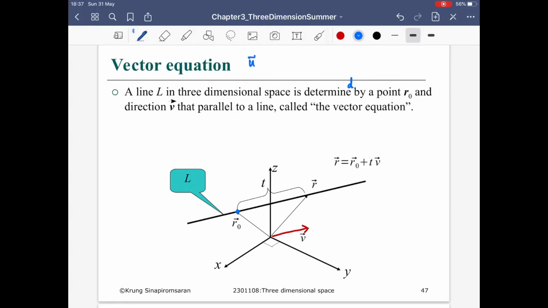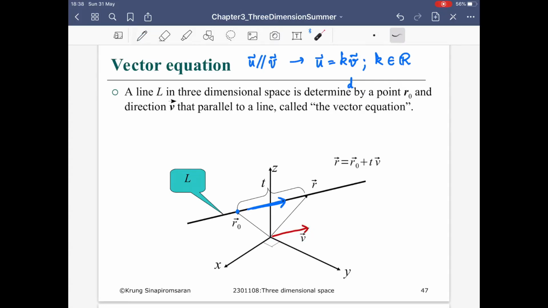So u is parallel to v if we have u equals kv for some real number k. Okay, so this is the definition of the parallel of two vectors. So here the line will also be somewhat like a vector, right? You can regard it as a vector that is parallel to the v right here.